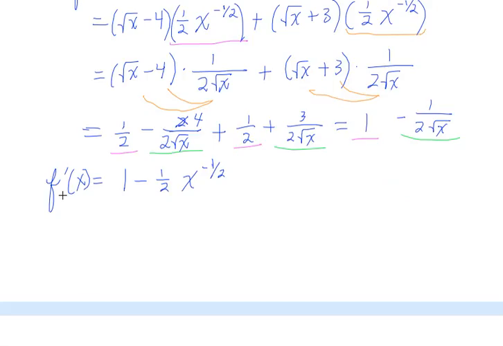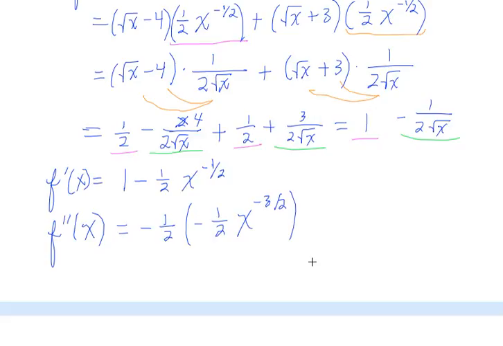A lot of work there. Then for the second derivative, because I've simplified this so much, it should be a little bit easier. The derivative of 1 is 0. So we have negative 1/2 times, by power rule, that negative 1/2. Negative 1/2 times this power, negative 1/2. X to the power of negative 1/2 minus 1 is negative 3/2. And that's it. So let's simplify. Negative 1/2 times negative 1/2 is positive 1/4. X to the minus 3/2. If you write that as a radical, that would be 1 over 4 times the square root of x cubed.